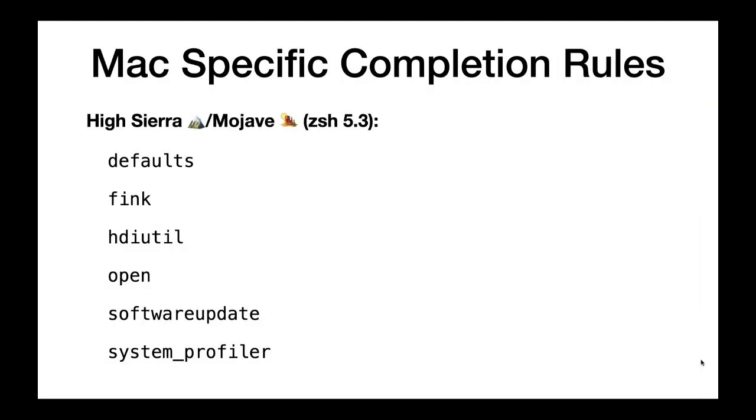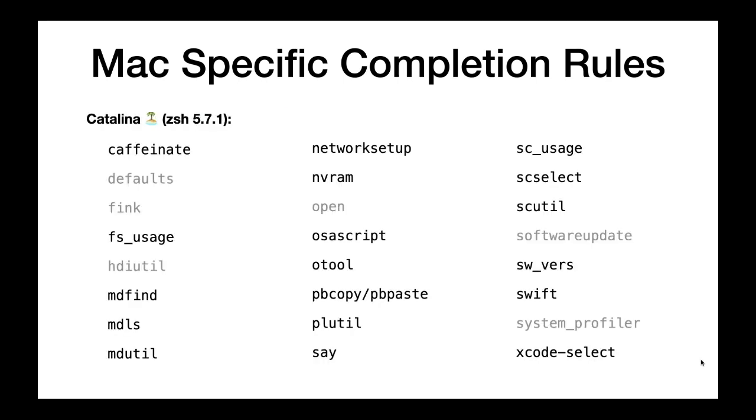These completion rules, they don't come from nowhere. There are literally hundreds of files that describe the completions for various commands. Most of the common Unix commands are built into Z Shell. And if you're on High Sierra or Mojave, you get these 6 Mac-specific commands built in. If you're on Catalina, there's more than 6. We get a lot more in Z Shell 5.7.1, which is really great. But not all Mac-specific commands have these completion rules yet.